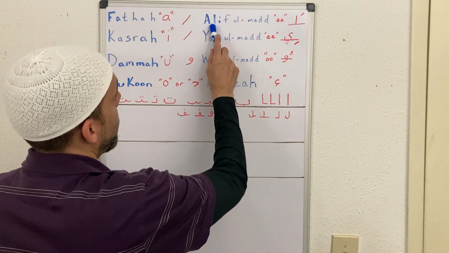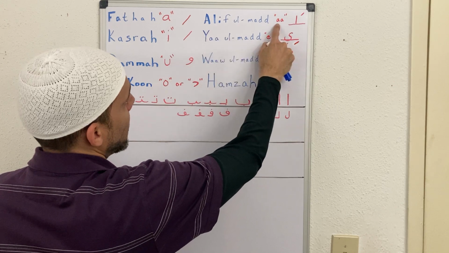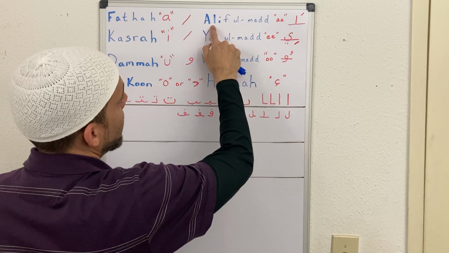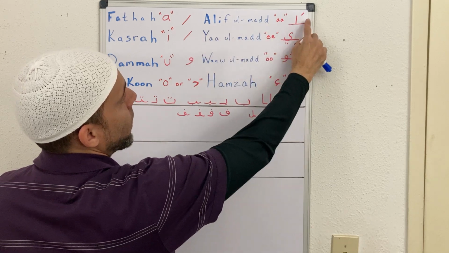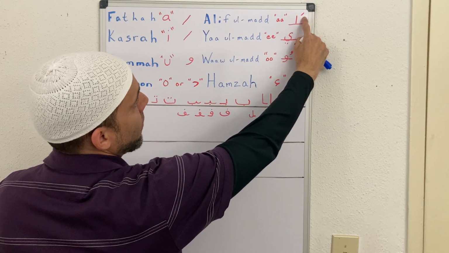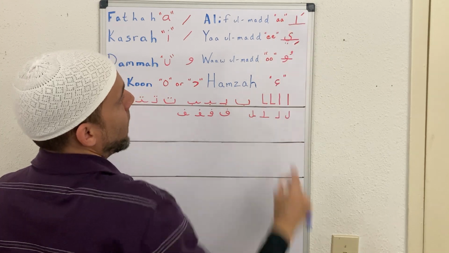So here we have the long vowel, the AA denoting the long form, in the transliteration form. It is known as Alif ul Mad. And over here, you actually have what it looks like. You will have a letter with a fatha above it, and then just to the left of that, you will have the Alif.